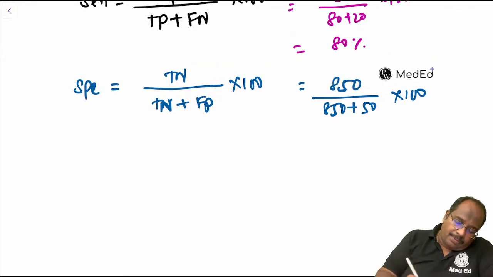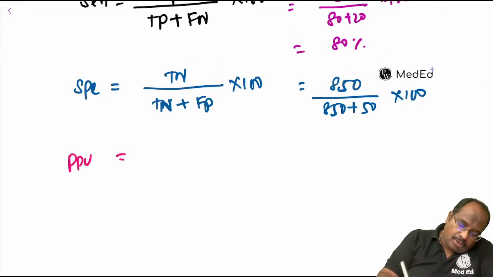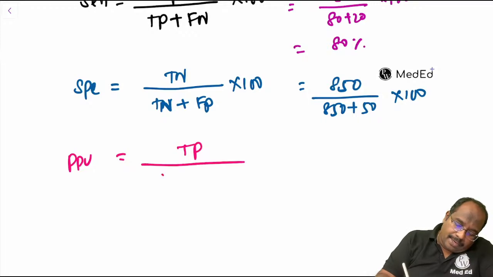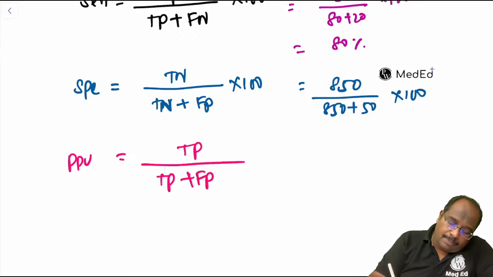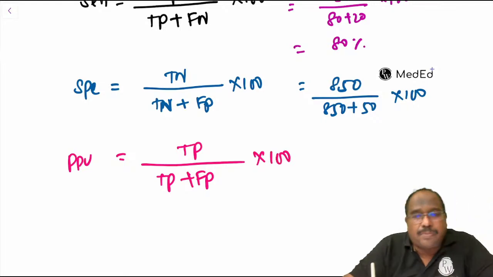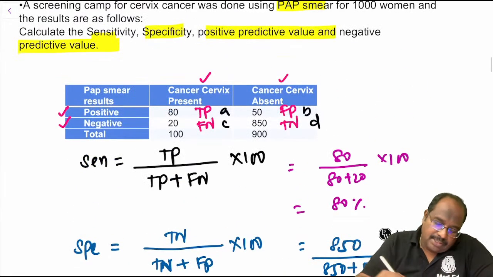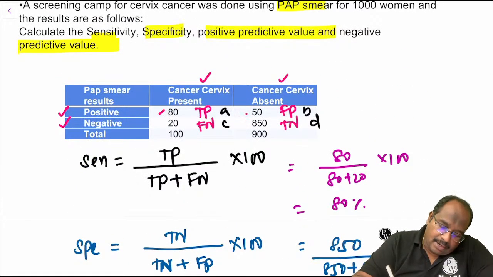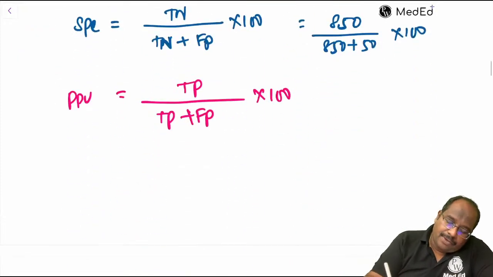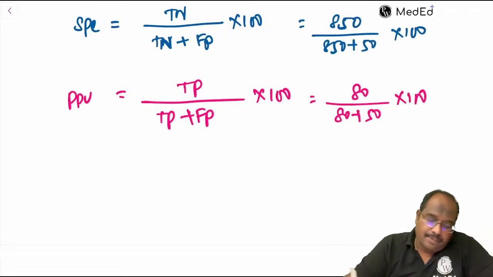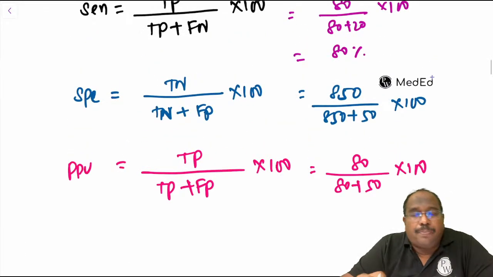Third one, positive predictive value. True positives, denominator all are positives. True positives plus false positives. How much is here? 80 and 50, guys. So that is 80 by 80 plus 50 multiplied by 100. This is positive predictive value.